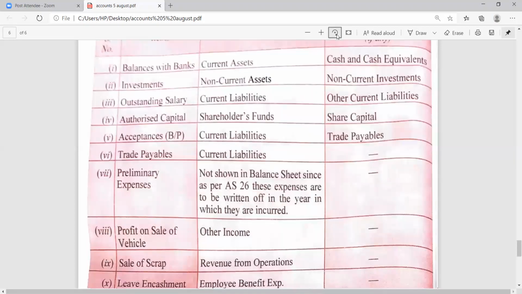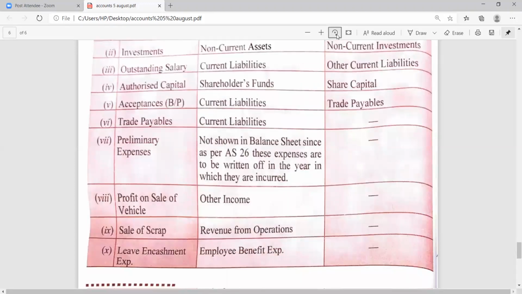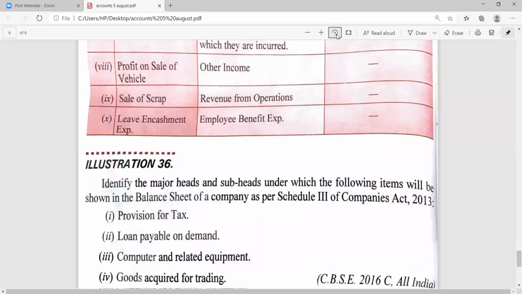Profit on sale of vehicle. Any profit on the sale of a vehicle is to be shown in other income. No subheading is there. Sale of scrap: if you remember, in notes to accounts we have learned that the sale of scrap is given under revenue from operations. Leave encashment expense is shown under the employee benefit expense. In this way, we have to do the questions that you find in the CBSE papers.